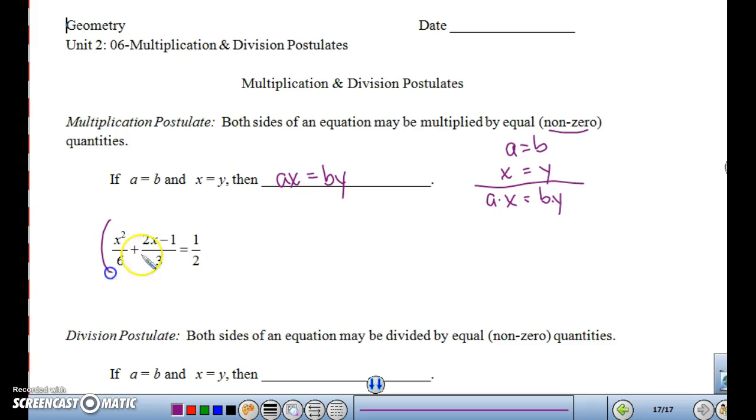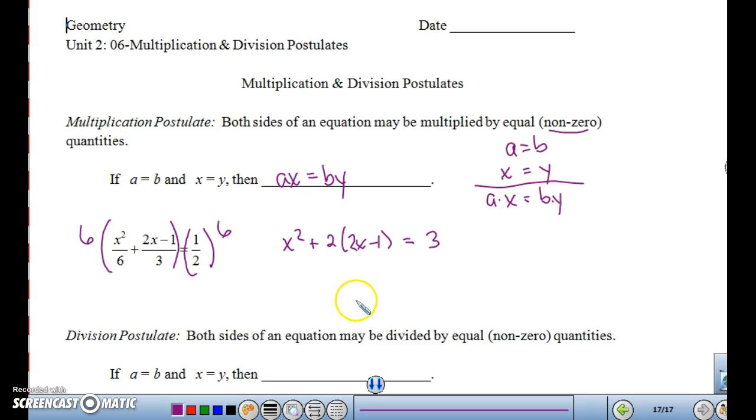If I multiply this side of the equation by 6 and this side of the equation by 6, that's going to cancel out my denominators. So the 6 will cancel the 6 here. 6x squared over 6 is just going to be x squared. The 3 will cancel the 6, leaving a 2, so this is going to be 2 times 2x minus 1. And then on the other side, the 2 will cancel the 6, and that gives me a 3, so 1 times 3 is going to be 3. And then we can just go through and solve the equation as we normally would.